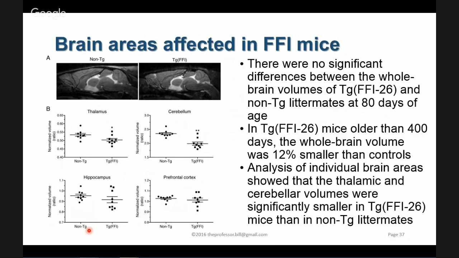If you take animals just before you have to sacrifice them, so just around the time where they're about a year old-ish, when they're not able to feed themselves, their whole brain actually is about 12% smaller than controls. So it does suggest that there are bigger volumetric changes going on, but the areas that they know are definitely being affected in these mice, not at 80 days of age, but toward the end, are really the thalamus as well as the cerebellum. So are the brain areas that we think should be affected?